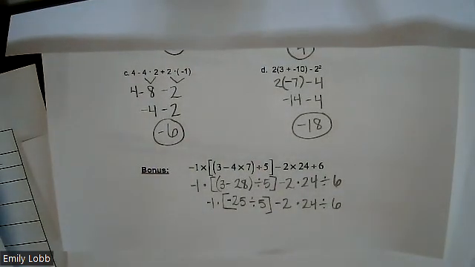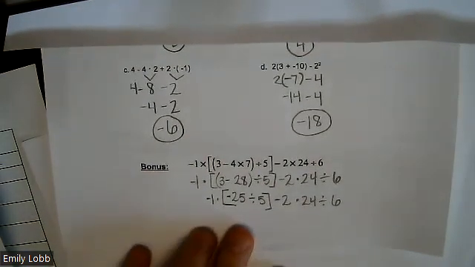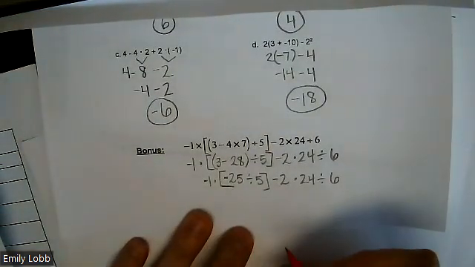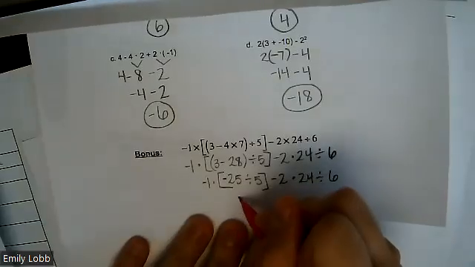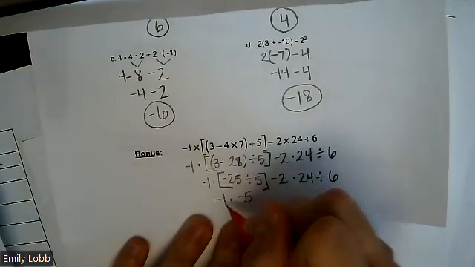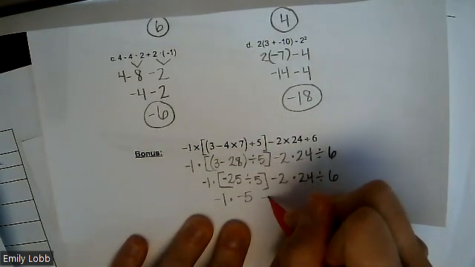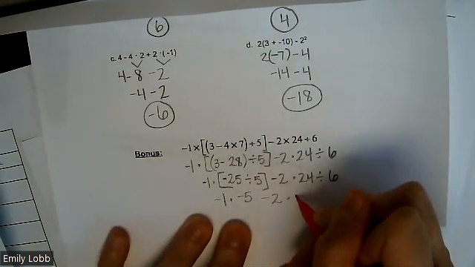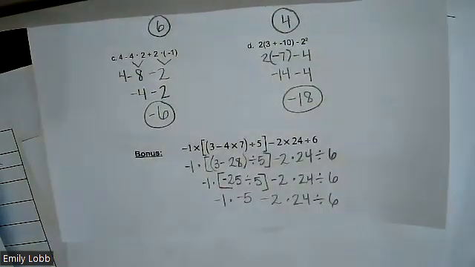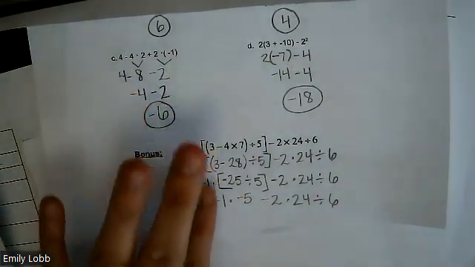All right, so now I still have to get rid of what's in this grouping. What is -25 divided by 5? Good, -5, and we're multiplying that by -1. And then we're going to subtract 2, multiply by 24, divide by 6. So there are no more parentheses now. We got rid of them.